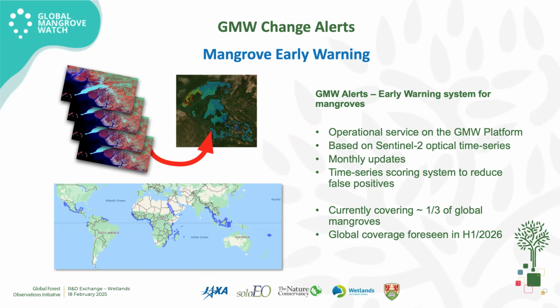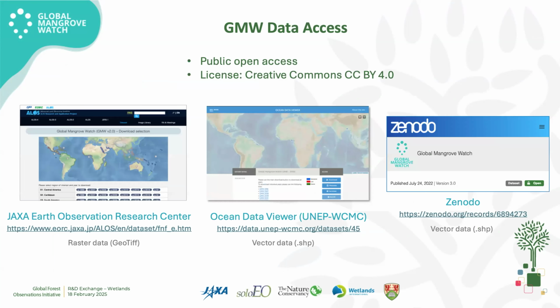All these data are public open access data, and they are provided under what we call the Creative Commons CC BY 4.0 license, which basically means that you are allowed to use these data sets the way that you wish, as long as you recognize the origin of these data and attribute those to the Global Mangrove Watch.